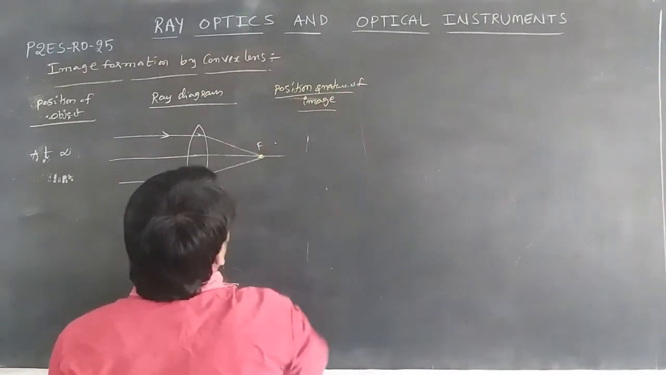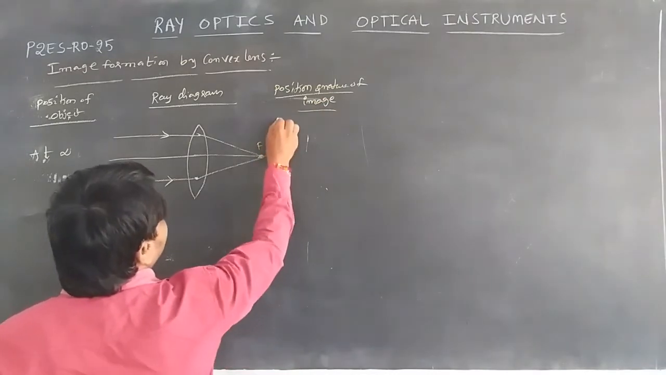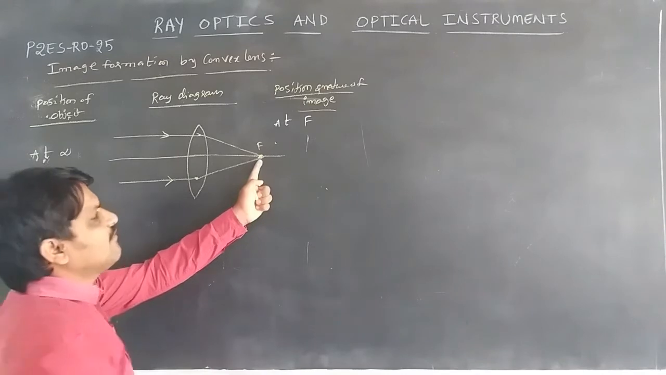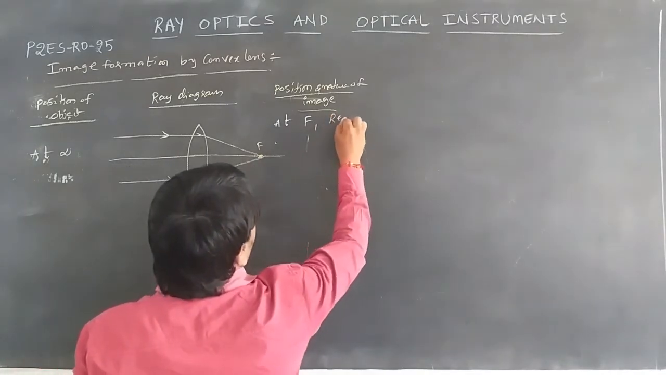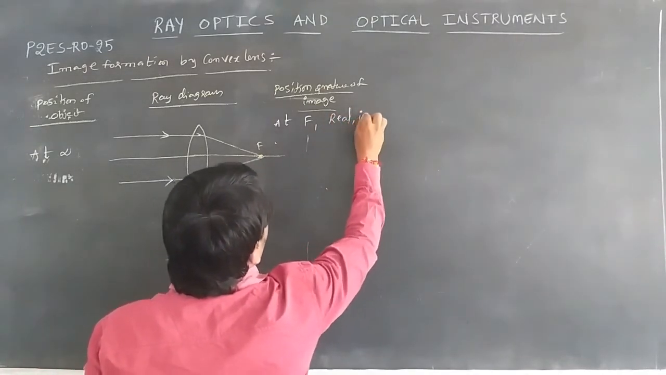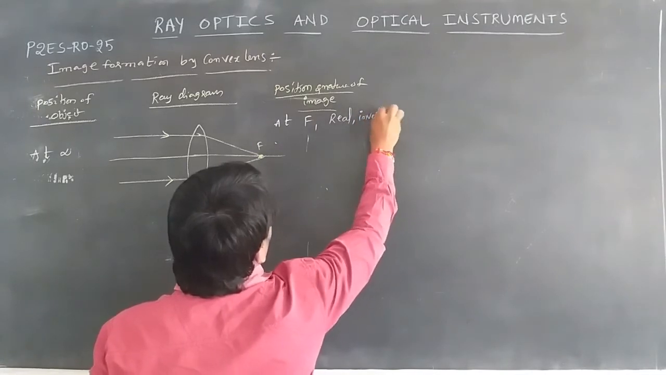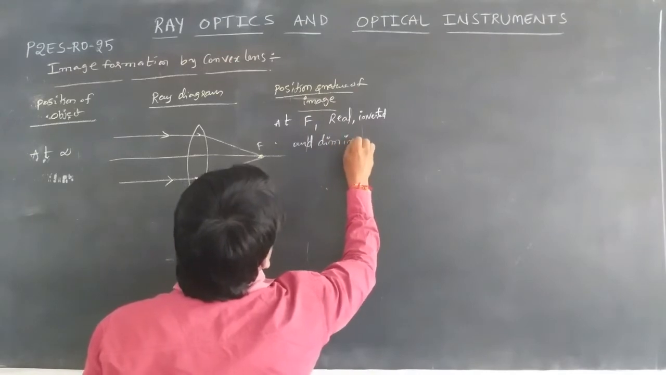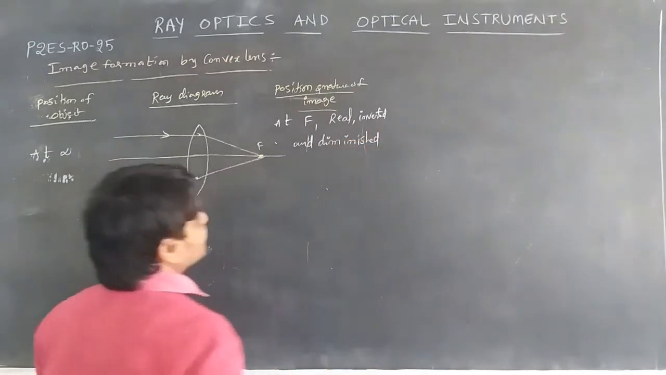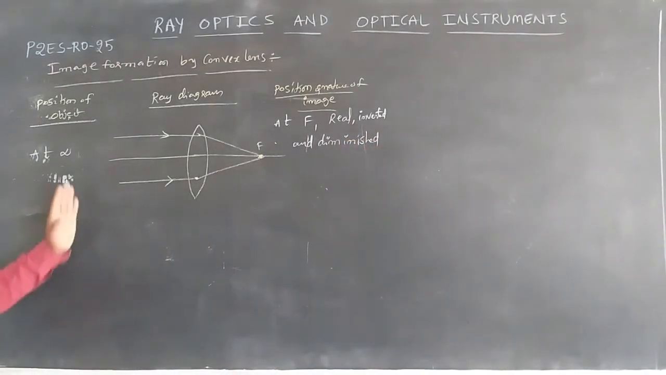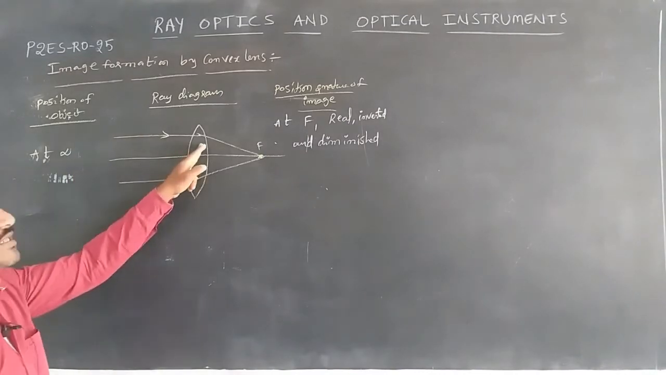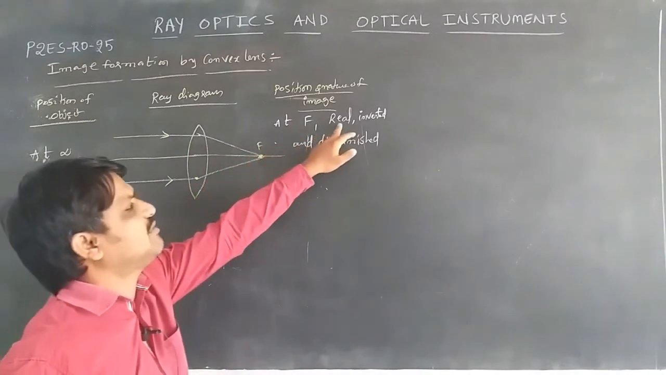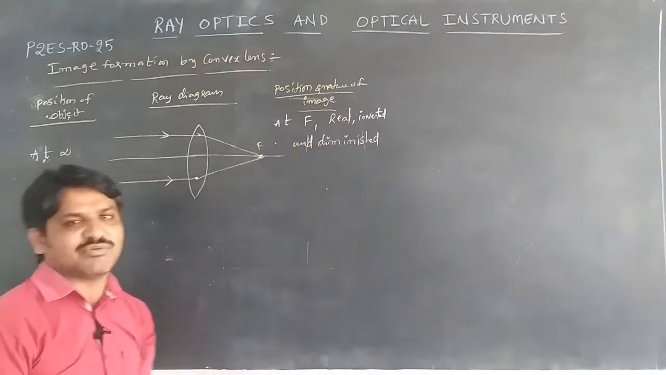The image will be formed at the focus, at f, and the nature of the image is real, inverted and diminished. When the object is placed at infinity, taking the equiconvex lens, the image is formed at the focus, and the image will be real, inverted and diminished.